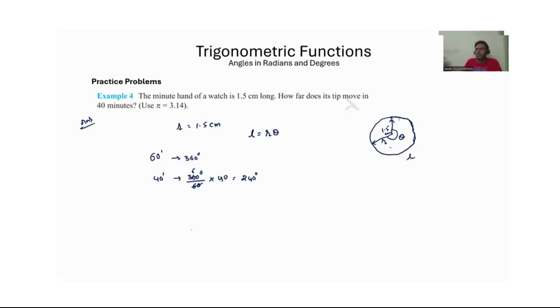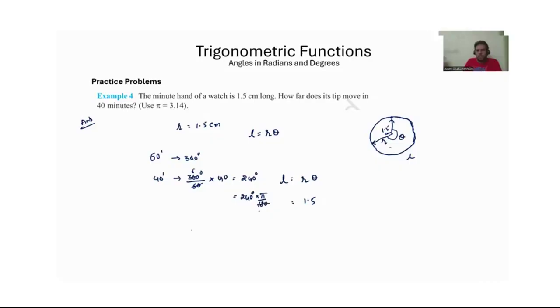So from 12 to 8, which is 40 minutes, the minute hand is making an angle of rotation of 240 degrees. Now, you know the formula L equal to R theta. What is R? R is 1.5. And here, guys, for finding the length of the arc, you need to substitute the value in radians. That is important. You cannot substitute degrees and find the centimeters, right? So first you convert this 240 degrees into radians.